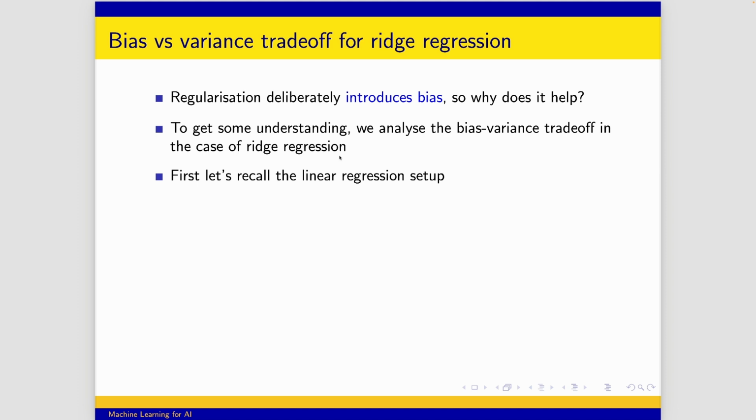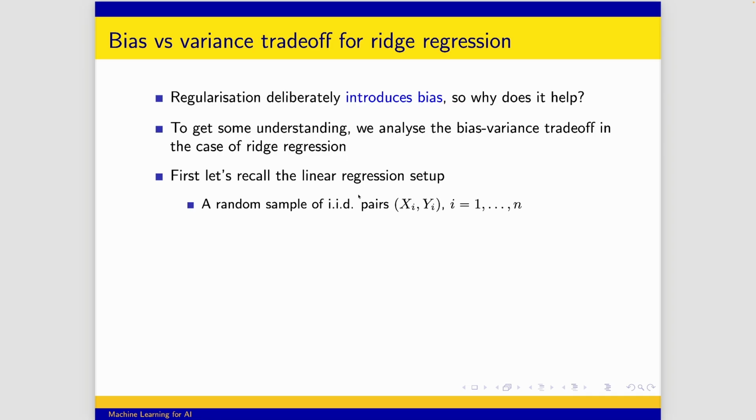Even though the bias goes up, if we pick the right value of the regularization or penalty coefficient, we can improve our solution. And quantitatively, this means reduce the mean square error defined in a certain way. So let's first remind ourselves of what the linear regression setup is.